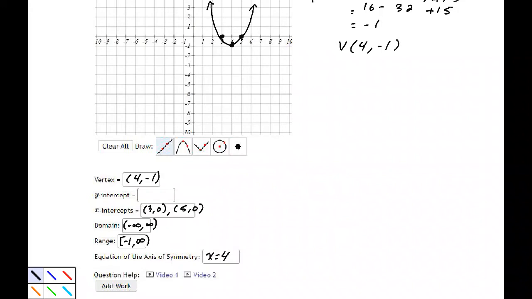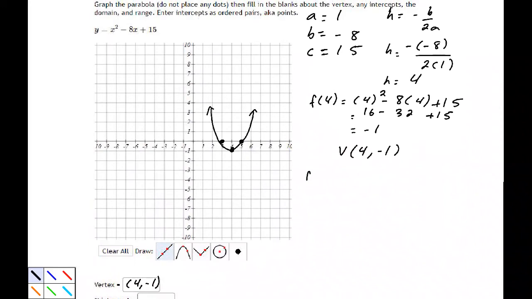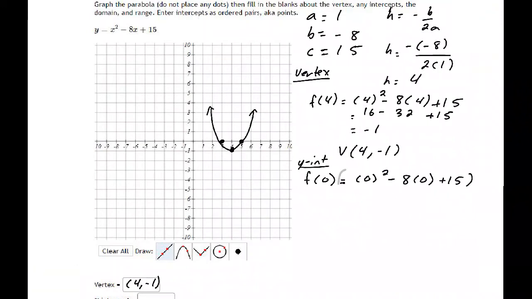Now for the y-intercept, the last thing I need to do is evaluate my function for f of 0. So that's finding my y-intercept. All the other work I had up here was for the vertex. So f of 0 would mean we have 0 squared minus 8 times 0 plus 15, which means our y-intercept is positive 15.